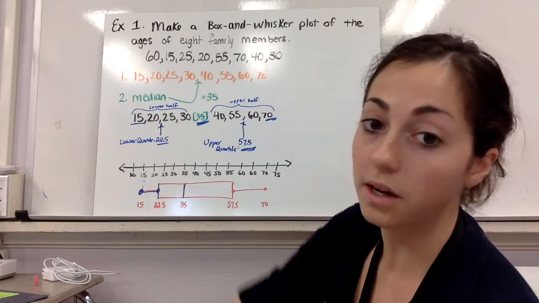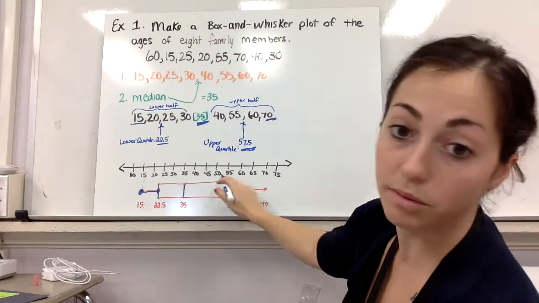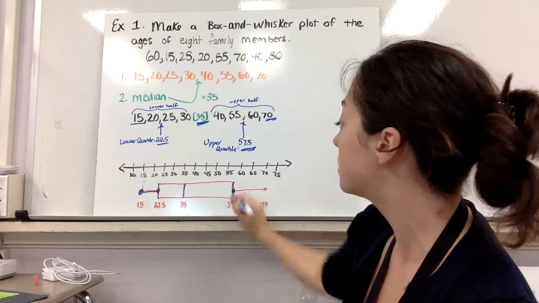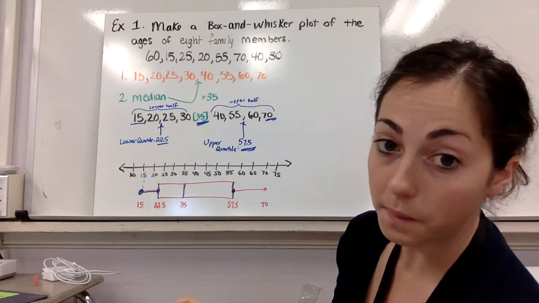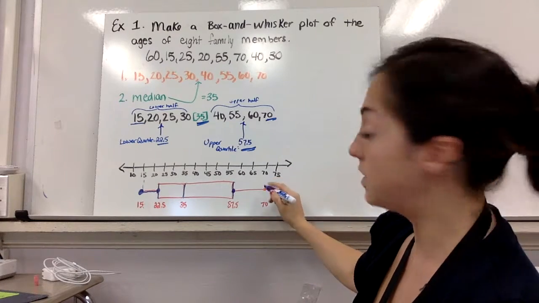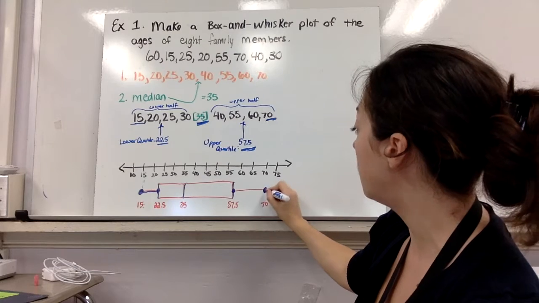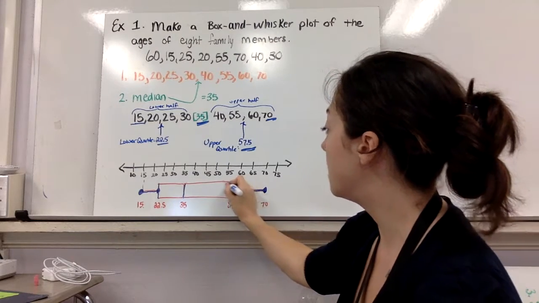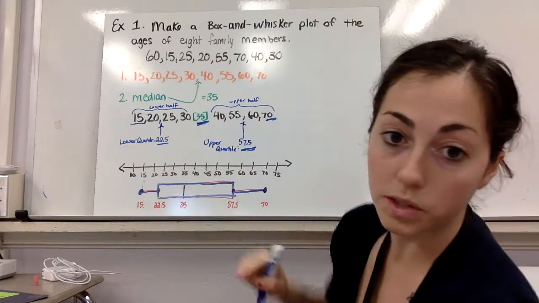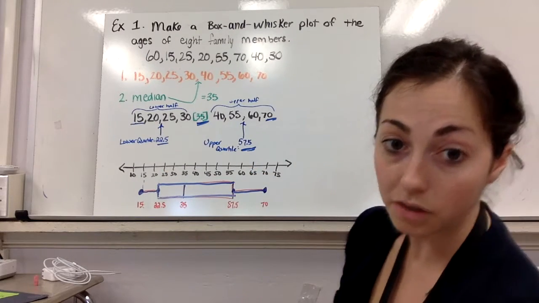My upper quartile is 57.5. That's in between 55 and 60. And that's my last part of the box. And then my outside whisker, my other one, is 70, my greatest value. I connect those. I make an outside box of my 3 quartiles, my first, second, and third.